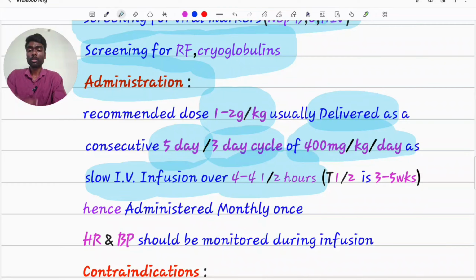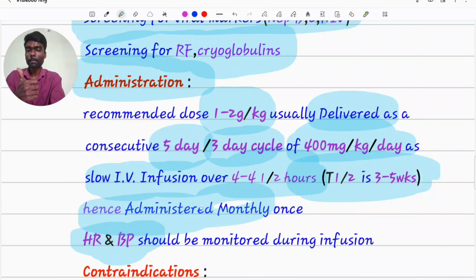With careful monitoring of heart rate and BP, we will slowly infuse this IVIG. IVIG's half-life is about 3 to 5 weeks, that is almost a month. So we will administer this cycle monthly once. Either you can choose a 5-day cycle or 3-day cycle with 400 mg per kg per day.